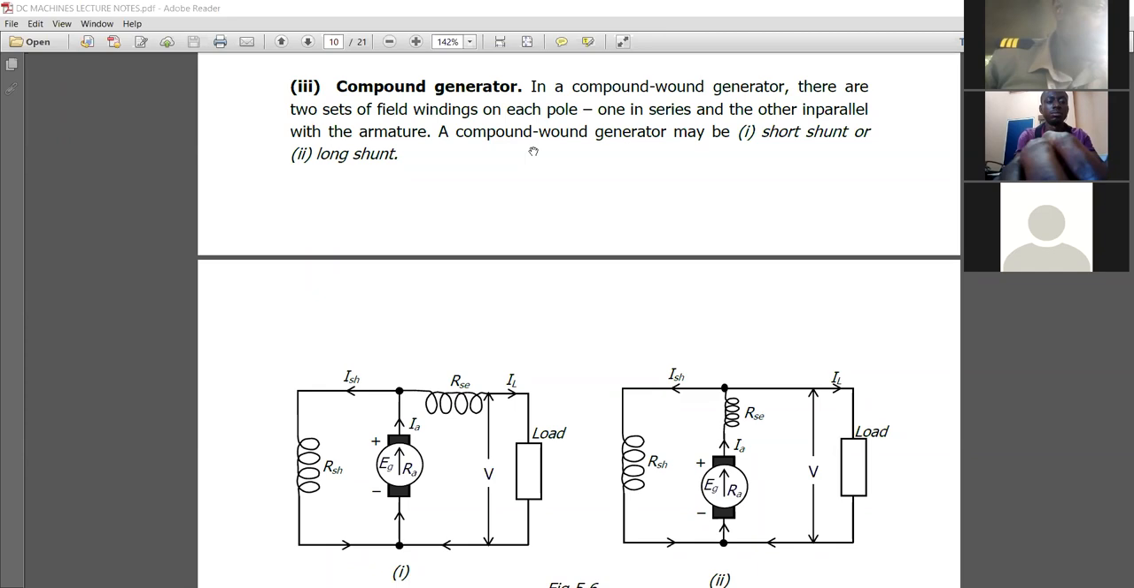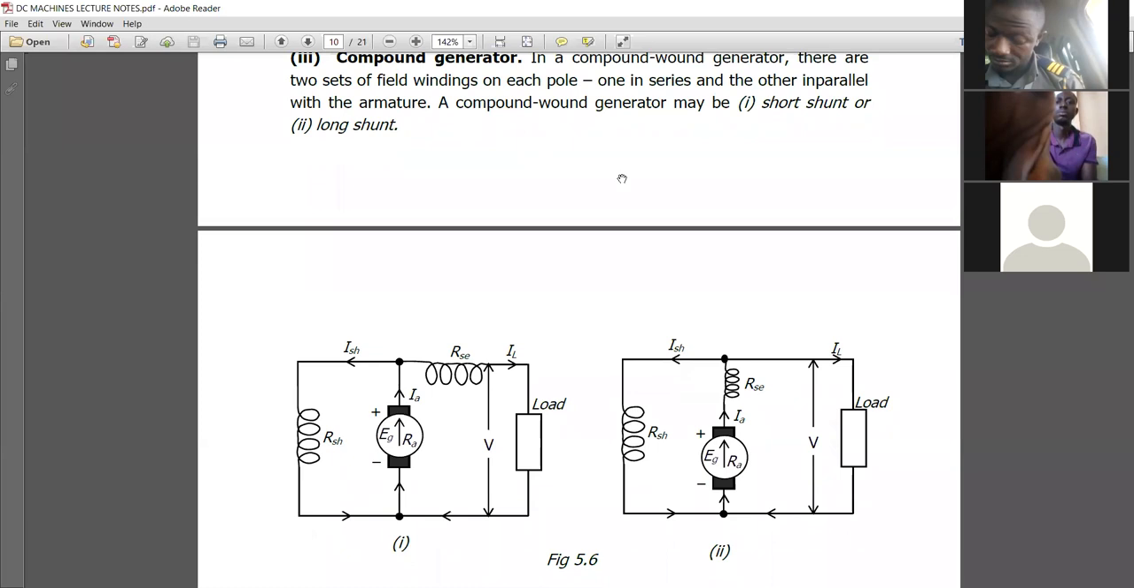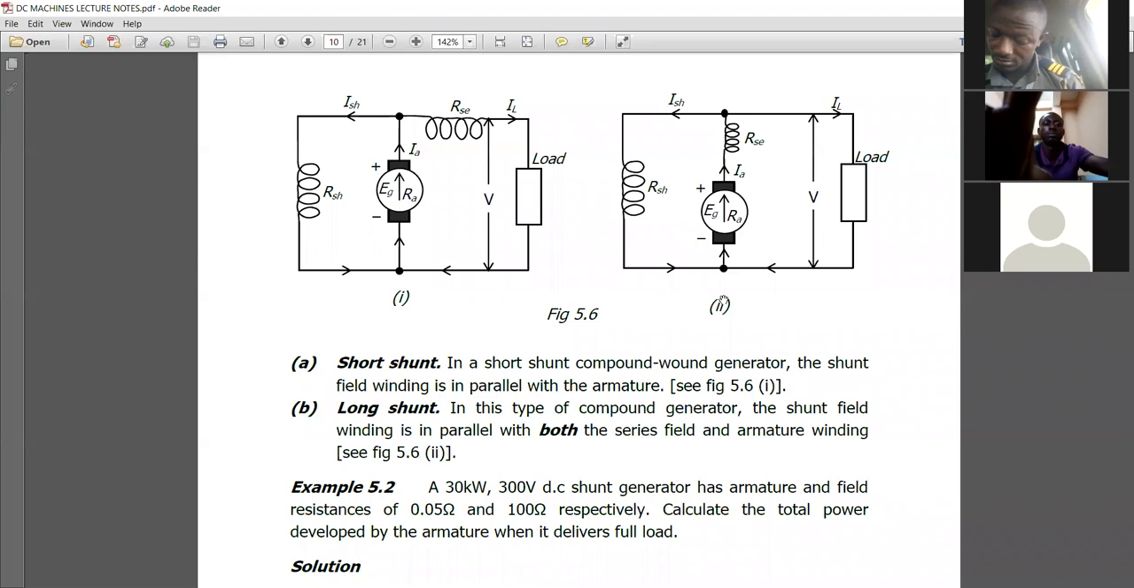So let's continue. The compound generator is basically a combination of series and then shunt. I want to finish with this. If you look at this figure, I have I and then II. Let's just pay attention to I. Assuming I cover the left section of the circuit, I take off entirely the shunt connection, that is to say the field winding which is across the armature. I disconnect this whole thing and it is not there. What type of generator are we going to have?